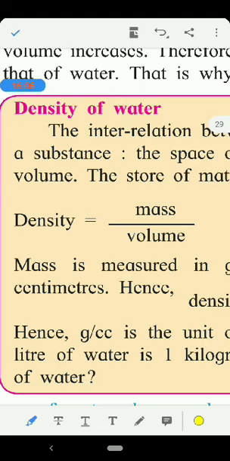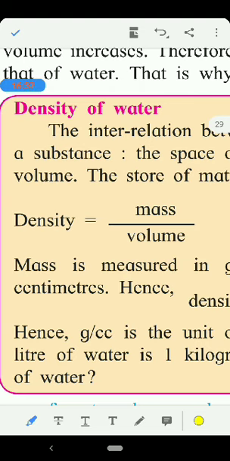The space occupied by the substance is its volume. Means the outer container will be the volume of it. Whatever space it is going to occupy will be its volume. And the store of matter, means the matter which it contains inside it in a substance, will be its mass. Even in an earlier chapter I told you what is meant by mass. Mass is the matter present in the substance.